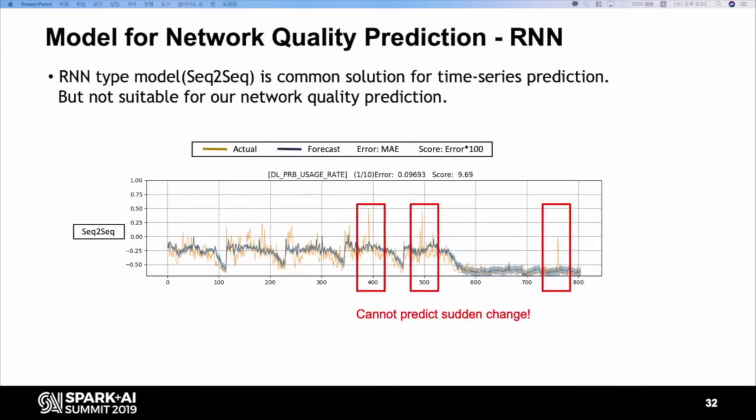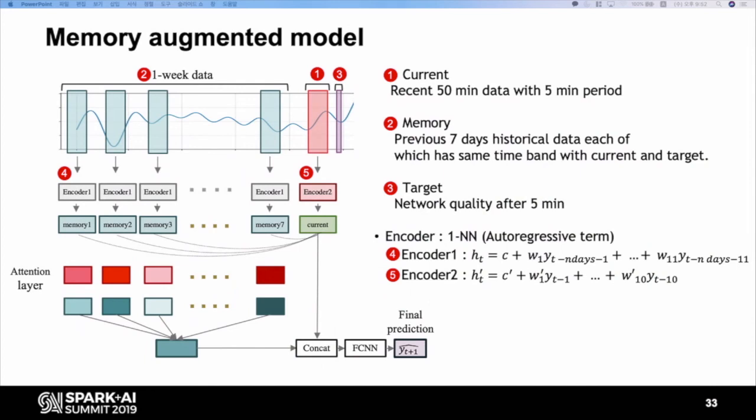In the first trial, we adopted an RNN model, sequence to sequence. This is because an RNN type model is a common solution for time series prediction. However, it was not suitable for our data. As you can see in the picture below, an RNN type model cannot predict sudden changes of network quality. Thus, we came up with a new architecture, which is called the memory augmented model.